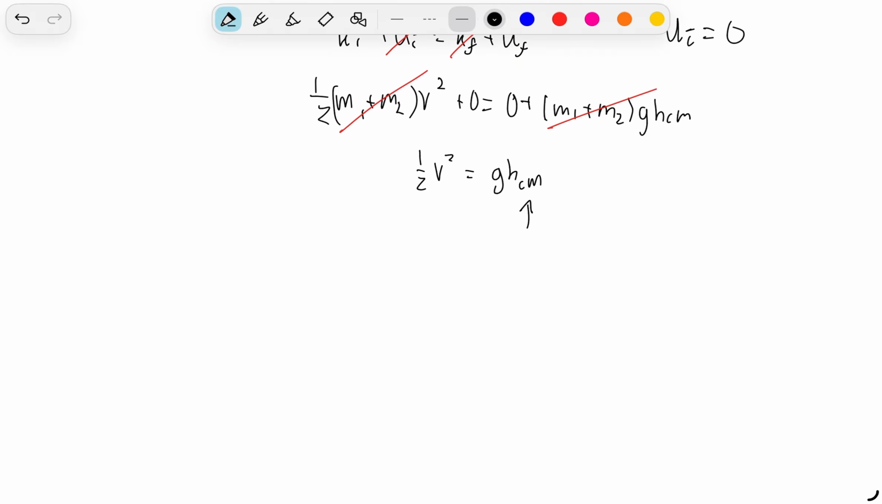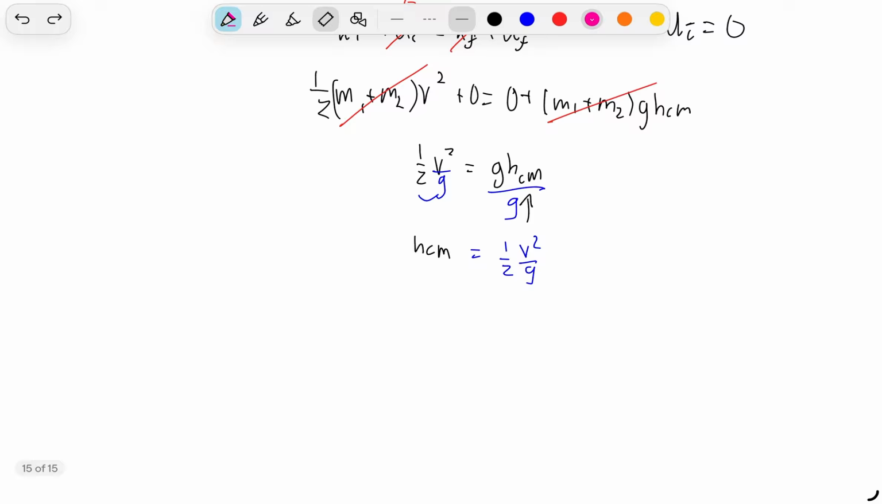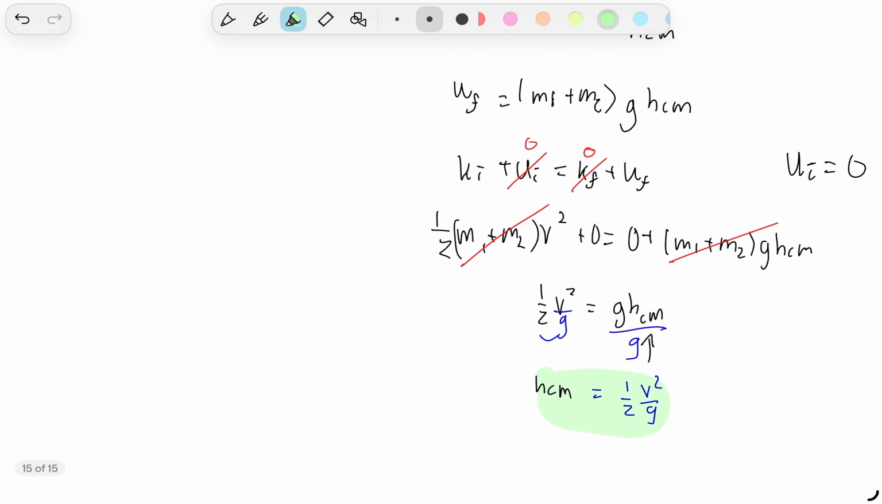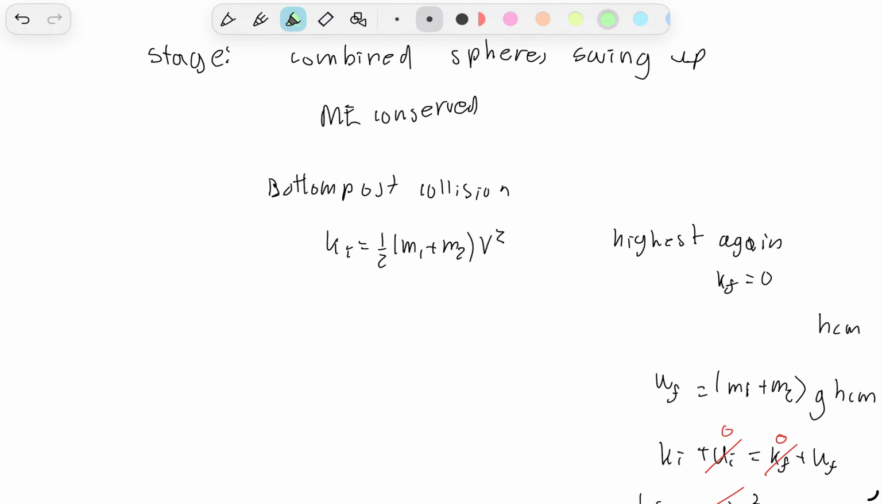So we want to solve for that h center of mass. How do we do that? Well, we can divide both sides by g. So then here we have 1/2 v squared over g. So then after this, we need to cancel. Or no, we can just keep it like this. We've already solved for it. So then that's our h center of mass. Great. So what do we do with this? Well, if you remember earlier, we had h center of mass in our other equation.